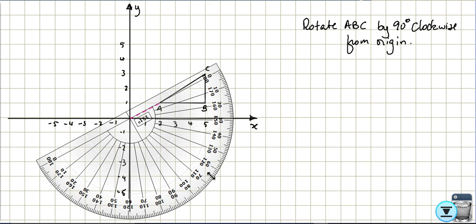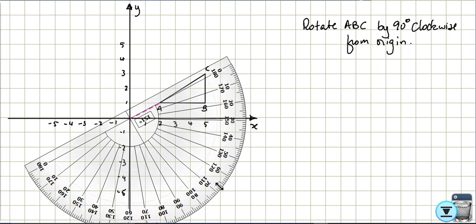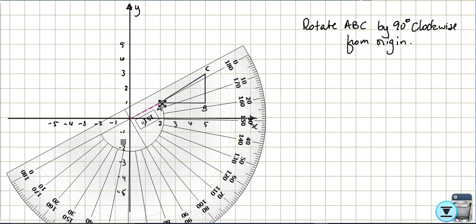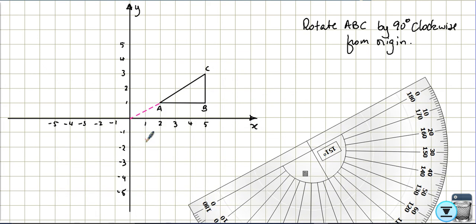Okay, let me enlarge this. So point A lies here. So if I rotate A by 90 degrees, let me enlarge a little bit more. If I rotate point A by 90 degrees, it will be here. As we're seeing, this is the coordinate 1, minus 2. So let me remove this. Point A is this point here, and that is A.